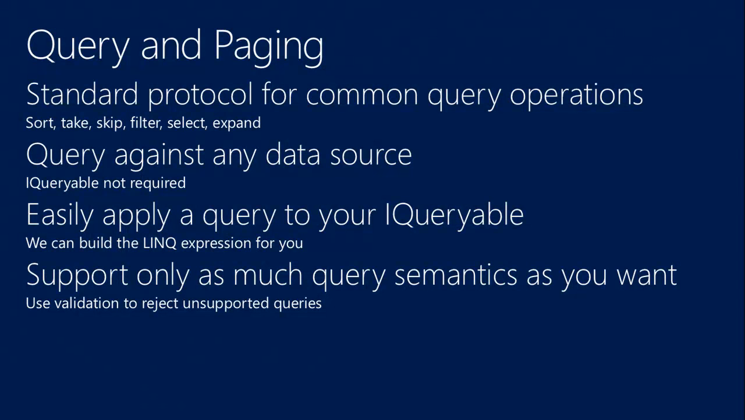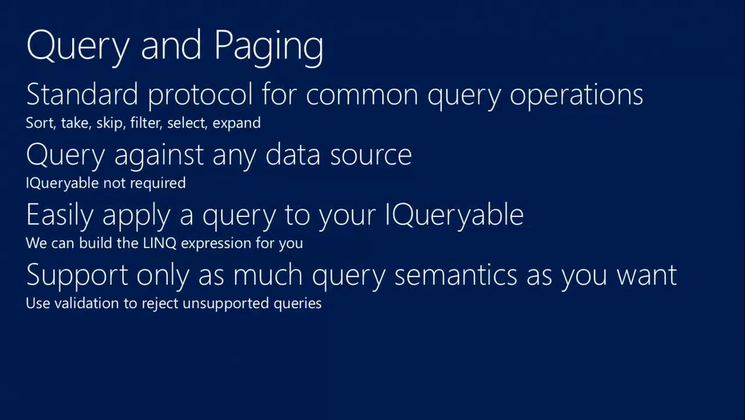Maybe you have some back-end Web APIs that you're calling and you're mapping it to Web API calls. Maybe you have a repository pattern and you're mapping it to particular methods on your repository. That's totally possible. You don't need to have an IQueryable. You have complete control over how the query actually gets executed. And, just to reiterate, you can support as much query semantics as you want.